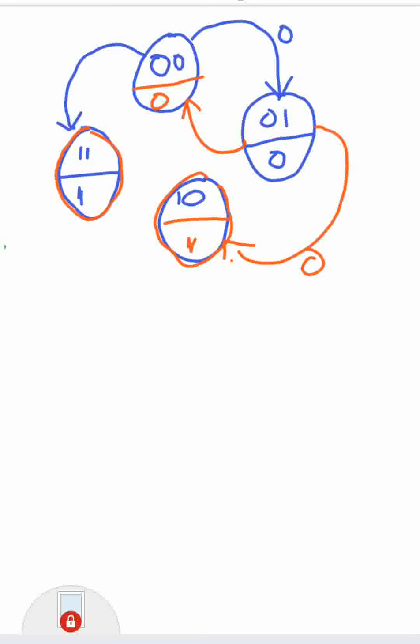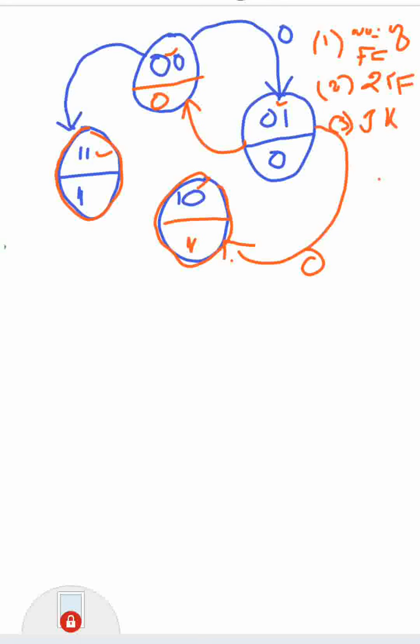So the procedure is first to identify the total number of flip-flops required. Since there are 4 states, 00, 01, 10 and 11, it's a 2-bit representation. So you need a maximum of 2 flip-flops to get the 4 states. So you selected 2 flip-flops. You can use JK flip-flops or T flip-flops. It's not specified, so I'm using 2 JK flip-flops.